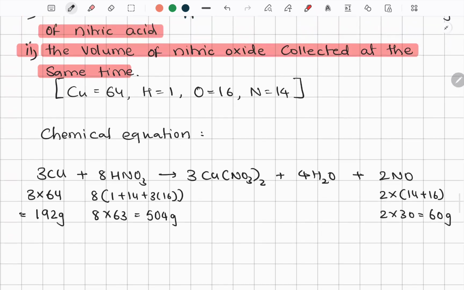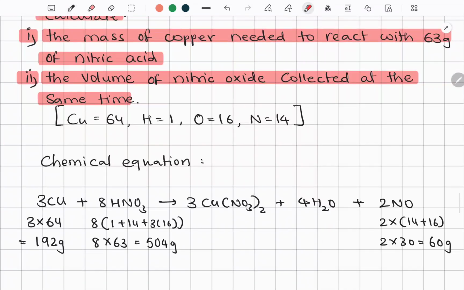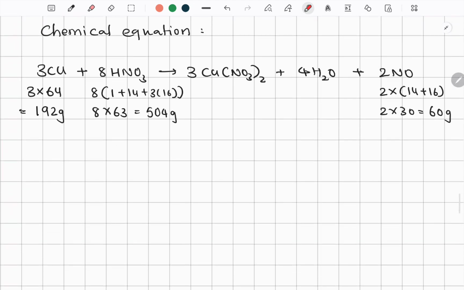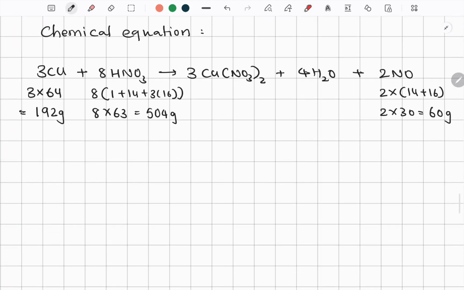Now what was the first part? Let's read again. We have to calculate the mass of copper needed to react with 63 gram of nitric acid. So instead of 504, it's given 63 gram of nitric acid. Again, it's very simple. What are we going to do? We're going to use the unitary method, for copper and nitric acid.